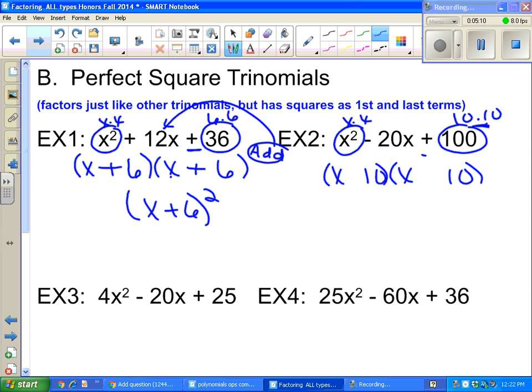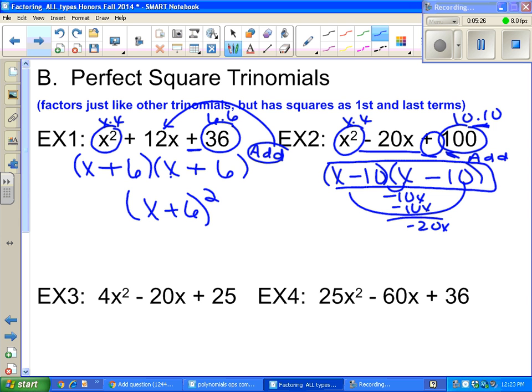This time I need to add to get the middle term, but this time I want to add to get a negative 20. So I'm going to need a negative 10 and a negative 10, so that when I check it, negative 10x and another negative 10x, sure enough, gives me negative 20x. So I have negative 10 times negative 10, or I can abbreviate this as x minus 10, quantity squared. And so these are perfect square trinomials.